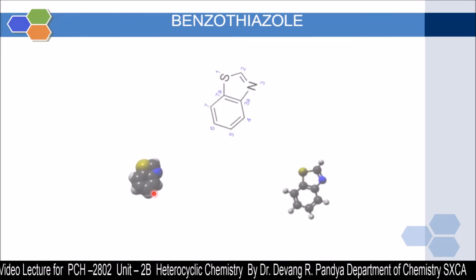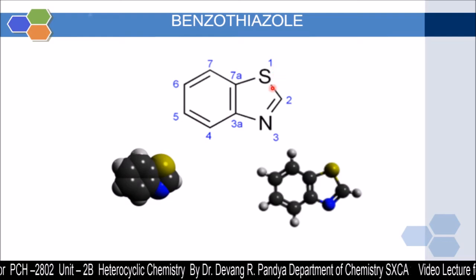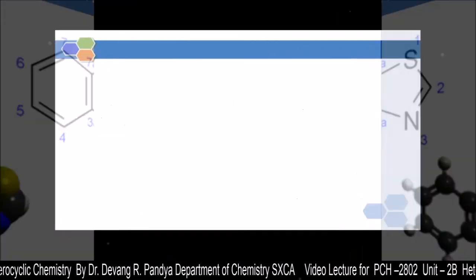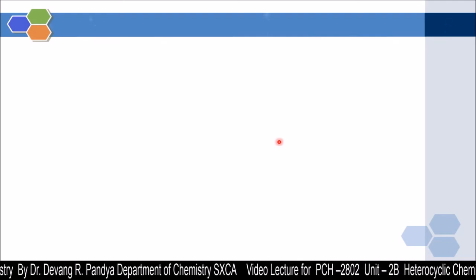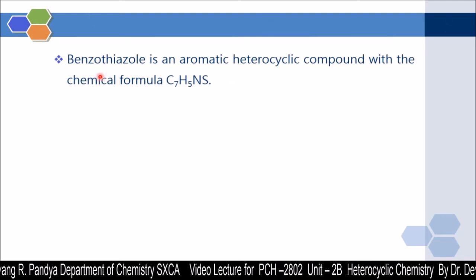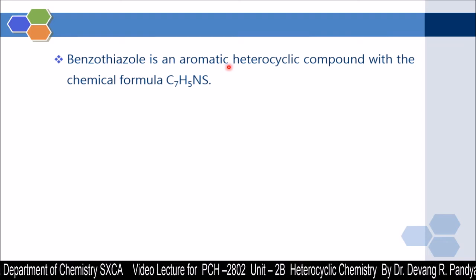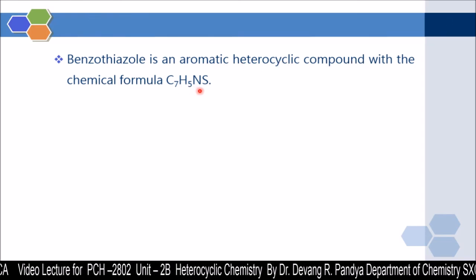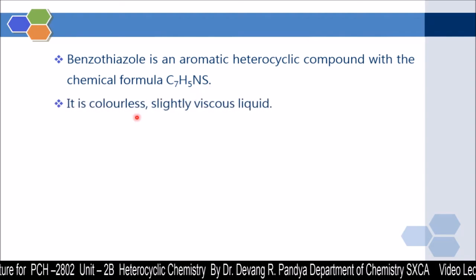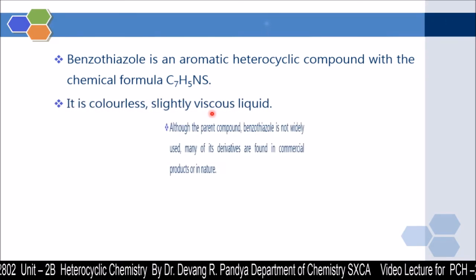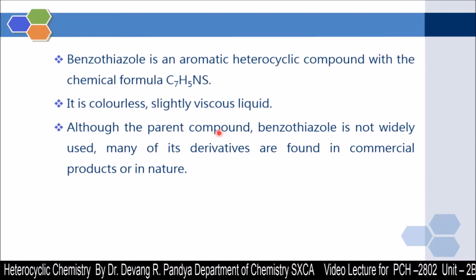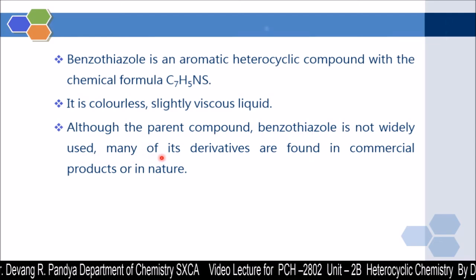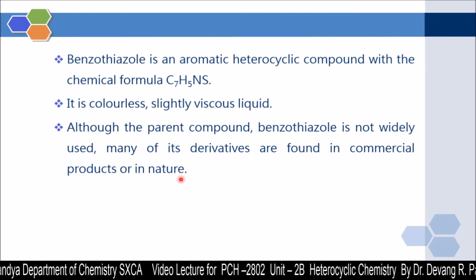Benzothiazole. This is 1,3 position of the fused ring structure of benzothiazole. Benzothiazole is an aromatic heterocyclic compound with a chemical formula C7H5NS. It is colorless, slightly viscous liquid. Although the parent compound benzothiazole is not widely used, many of its derivatives are found in commercial product and in nature.